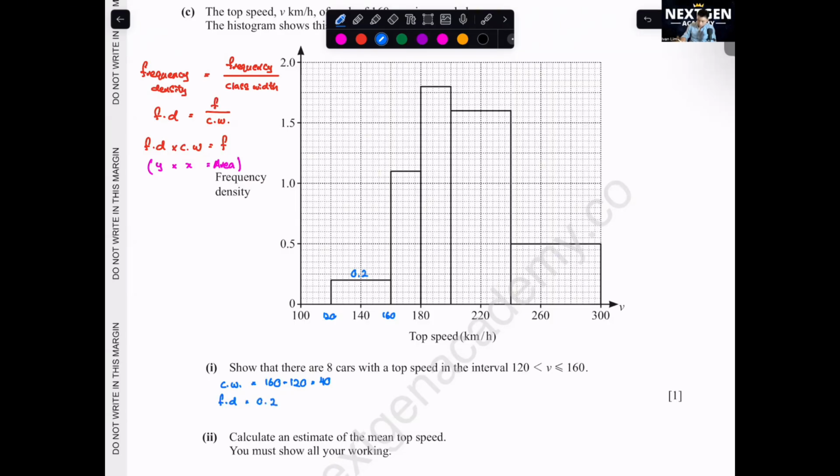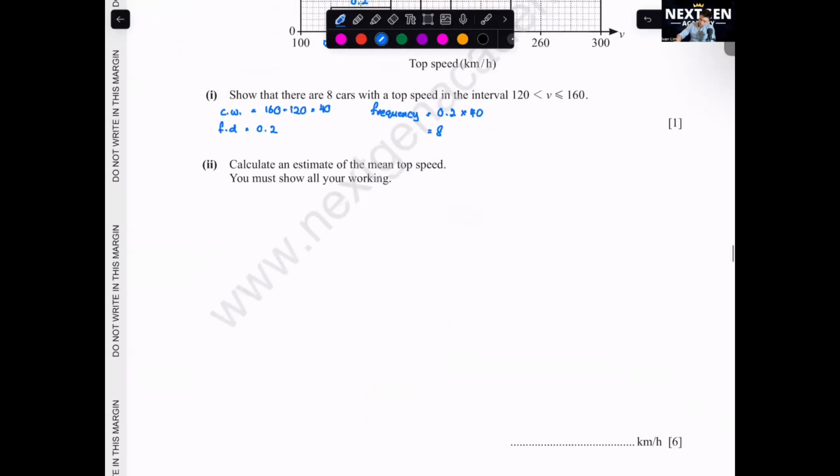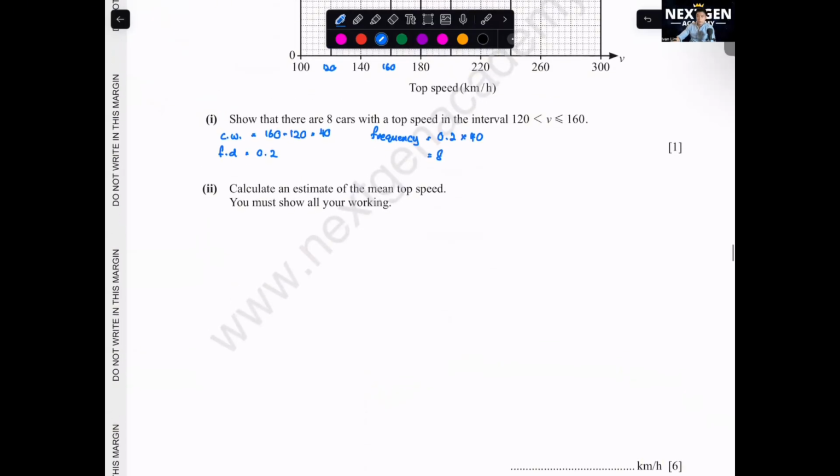So the formula for the frequency will be equal to 0.2 times 40, which equals 8. Okay, the next one over here.